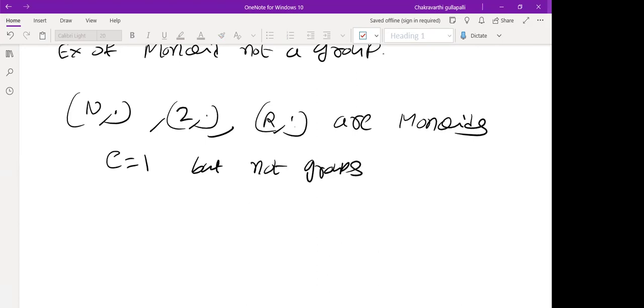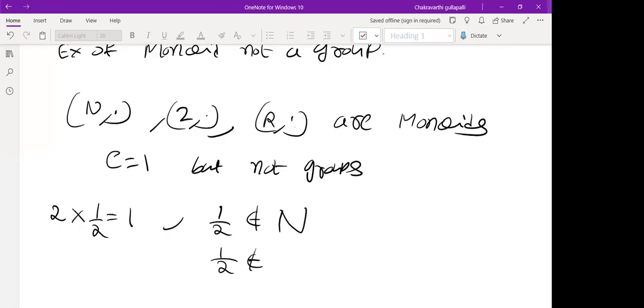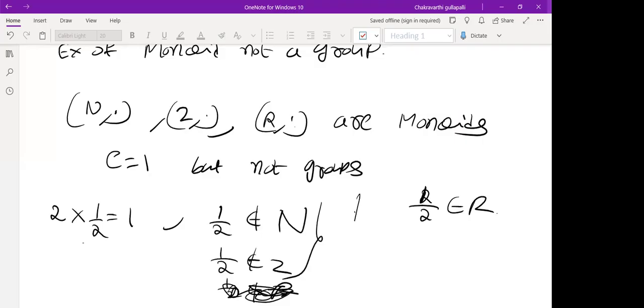Because inverse does not exist. 2 is there. 2 into something should be 1, but 1 by 2 is not there in N. 1 by 2 is not there in Z. 1 by 2 is there in R. For R, 1 by 2 belongs to R. But why is it not a group?